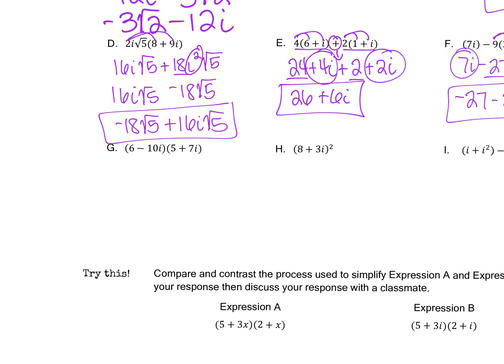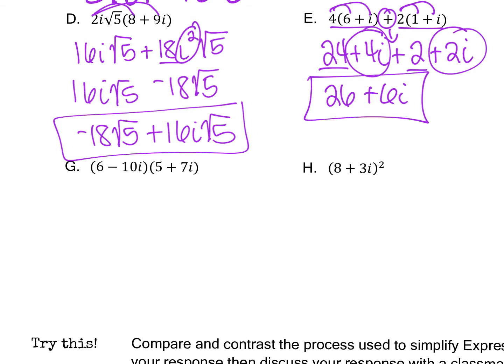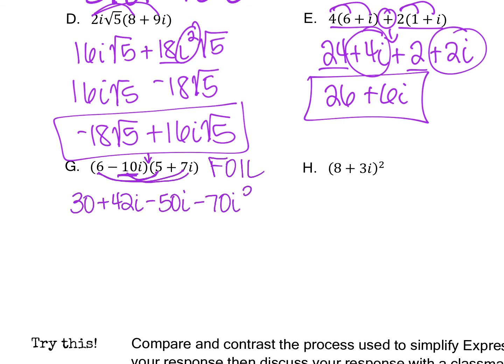All right, moving on. Notice this next one, we are multiplying them because there's no operation in between the two sets of parentheses. Anytime I have a binomial times a binomial, I need to multiply by using FOIL. So I'm multiplying the first terms, which would be 30. Multiply the outside terms, which would be 42i. Multiply your inside terms, make sure you look at that negative sign, that's negative 50i. And then multiplying your last terms, negative 10i times 7i is negative 70i squared.